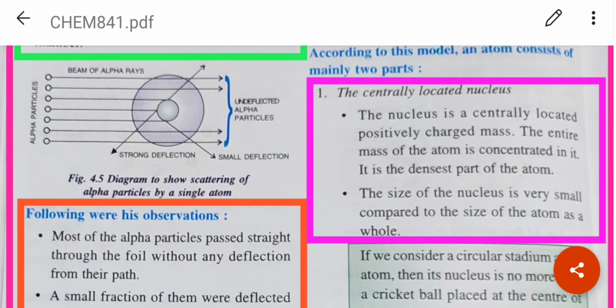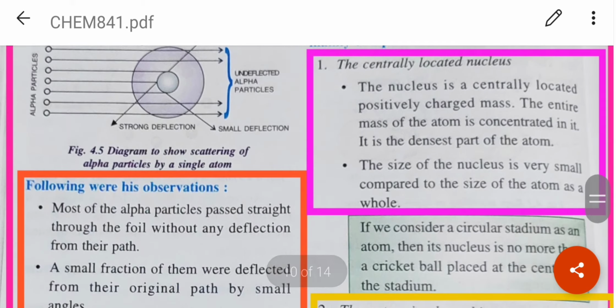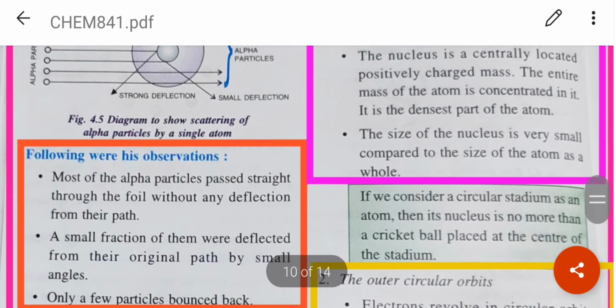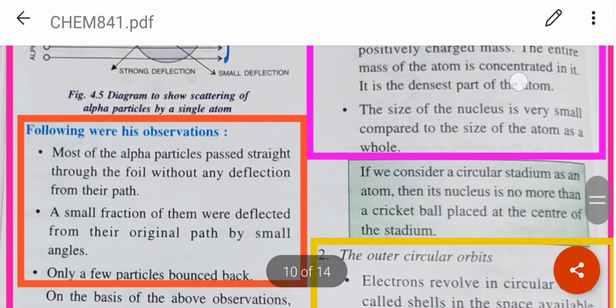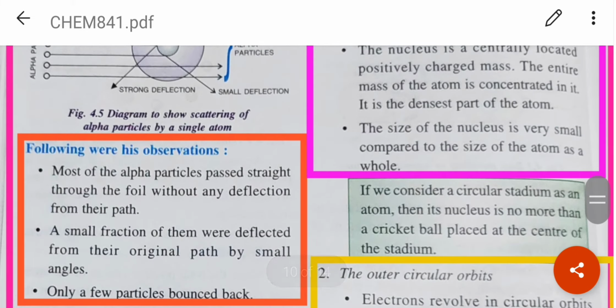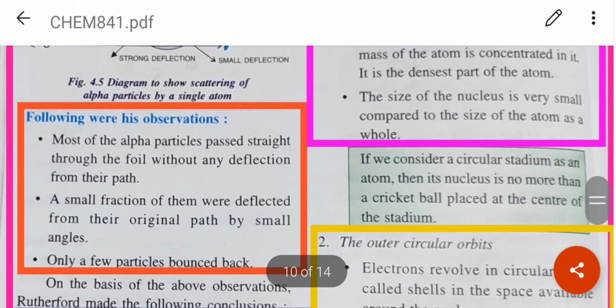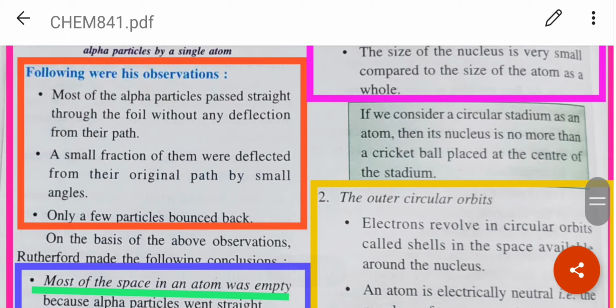According to him, the centrally located nucleus is a centrally located positively charged mass. The entire mass of the atom is concentrated in it. It is the densest part of the atom. Why? Because only few rays were deflected back. The size of the nucleus is very small compared to the size of the atom as a whole.